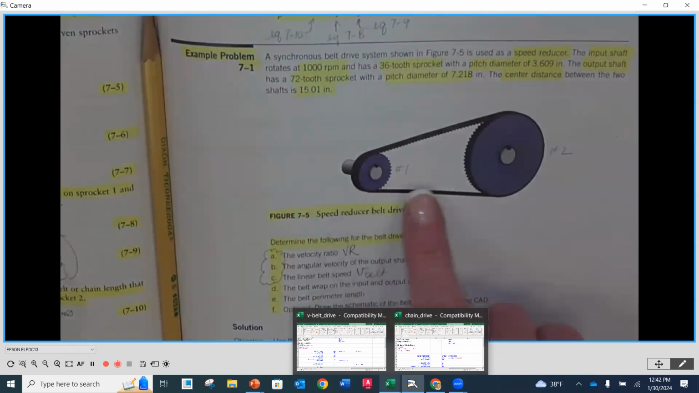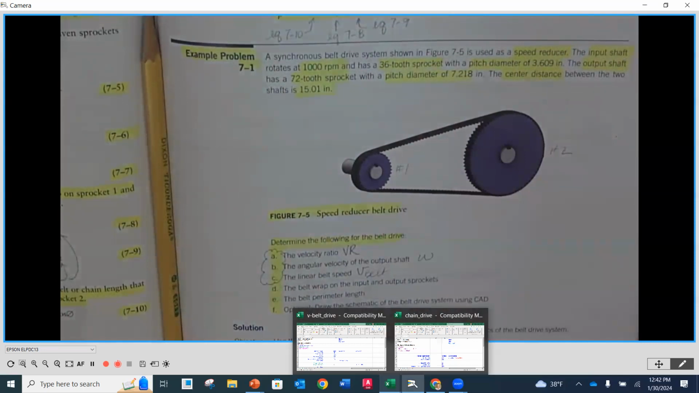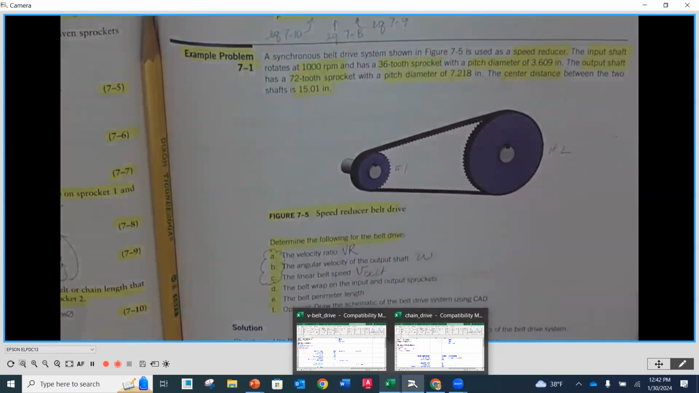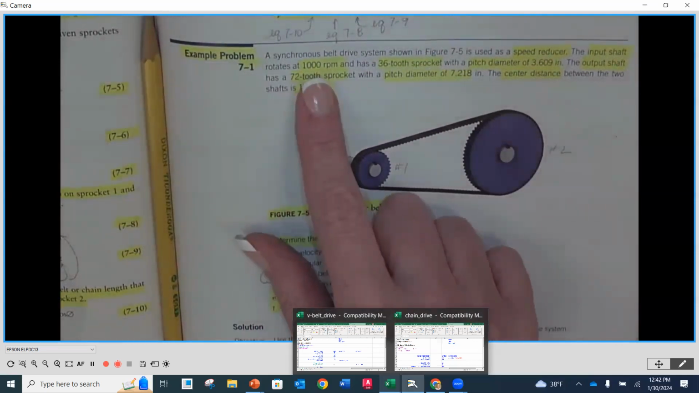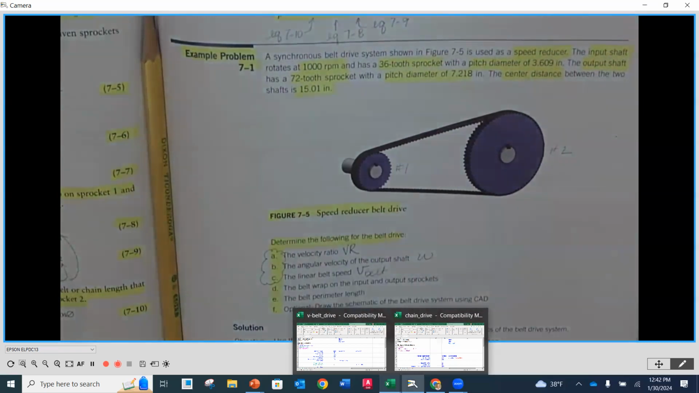So we're going to look here at example 7.1. Now, in this case, this is a synchronous drive. The synchronous drive belt system is shown down here. It's a speed reducer. So that means our input is going to be the smaller sprocket, and the larger sprocket is going to be our output. They're telling us that our input shaft is going at 1,000 RPMs and has a 36 tooth sprocket on it. That's what we call a synchronous drive, when we have the belt that has the little bumps in it, the teeth.